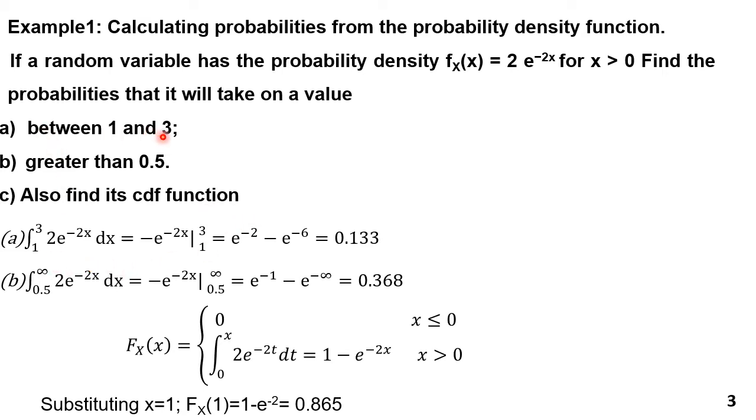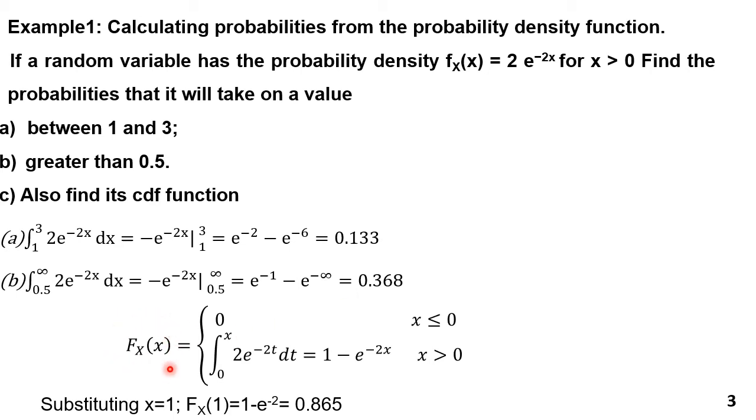First one, between 1 and 3. We need to integrate the probability density function 2e^(-2x) with respect to x over the interval 1 to 3. When we do it, we get the value 0.133. Second one, greater than 0.5. That means the interval will be from 0.5 to infinity. So we integrate the probability density function with respect to x over the interval 0.5 to infinity, and we get 0.368.